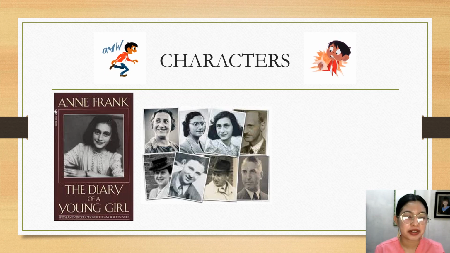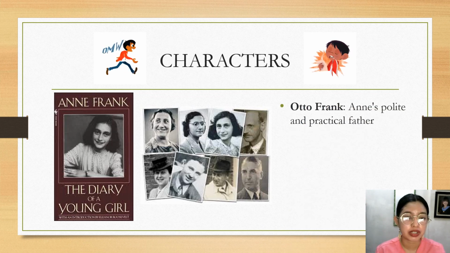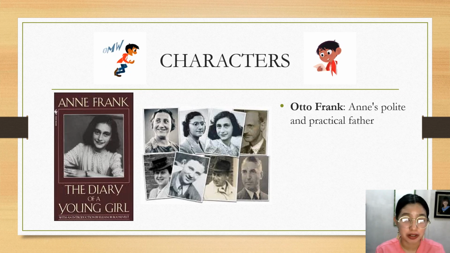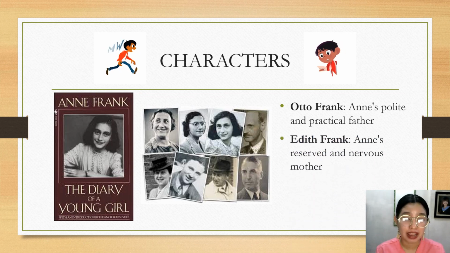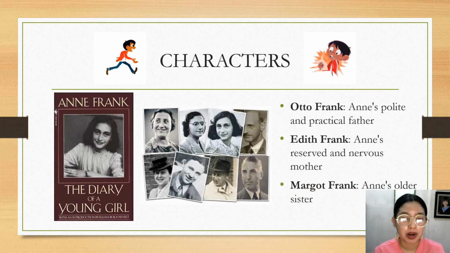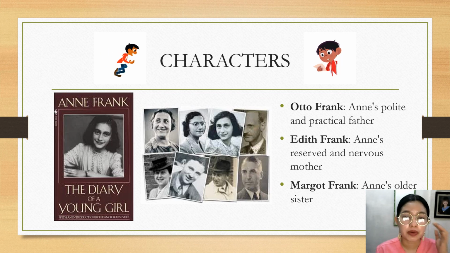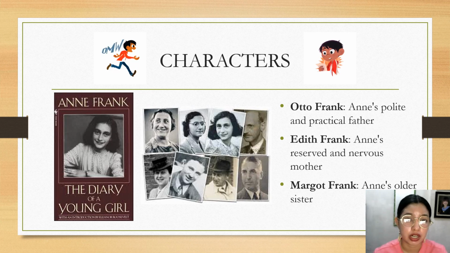So in The Diary of Anne Frank, the characters are Otto Frank, who is Anne's polite and practical father, Edith Frank, who is Anne's reserved and nervous mother, and also Margot Frank, who is Anne's older sister. There were other characters in The Diary of Anne Frank, but these three are the main characters.